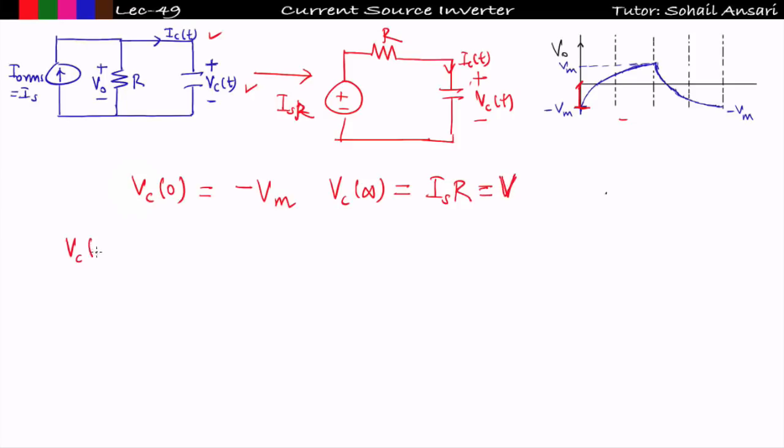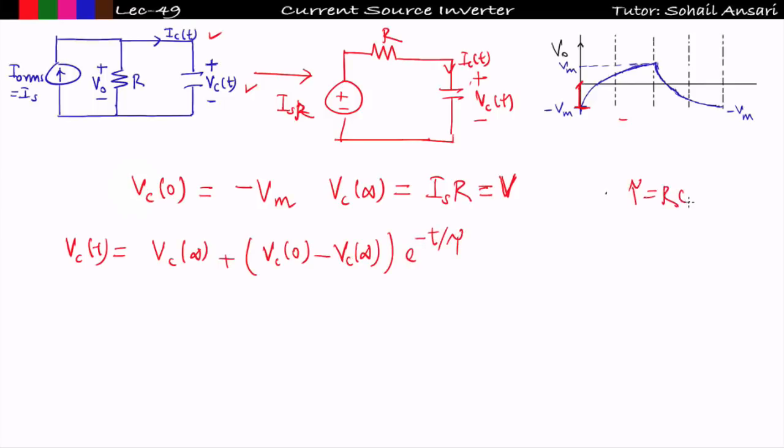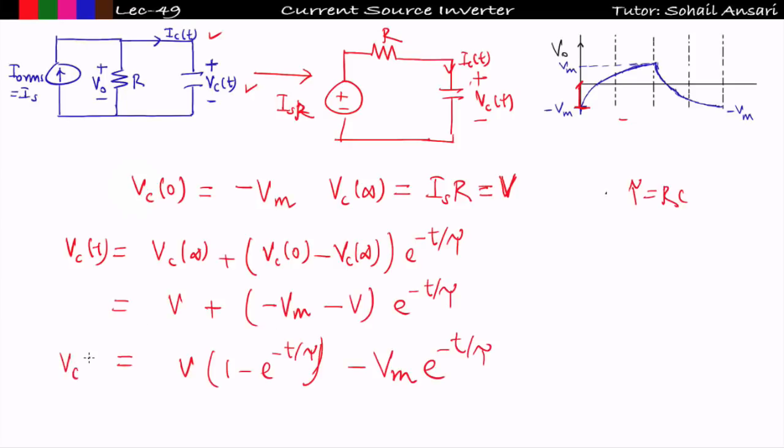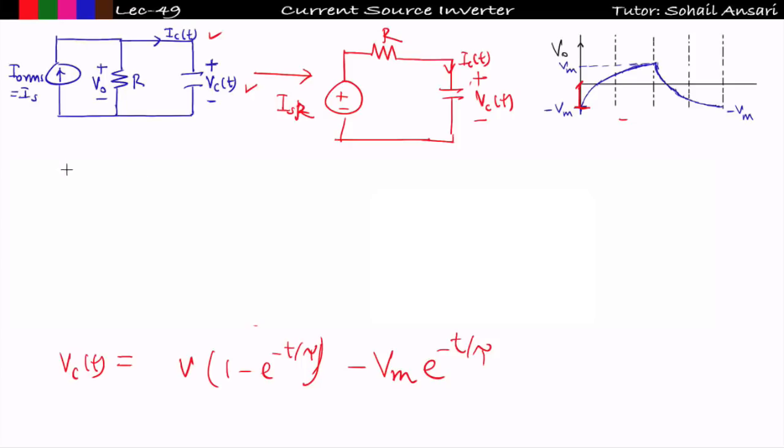So Vc of t will be equal to, from network theory, Vc of infinity plus Vc of 0 minus Vc of infinity, times e to the power minus t upon tau, where tau is the time constant, that is equal to RC. So finally Vc of t I am getting is V into 1 minus e to the power minus t upon tau, minus Vm into e to the power minus t upon tau. So once I get Vc of t, then I can easily find Ic of t.